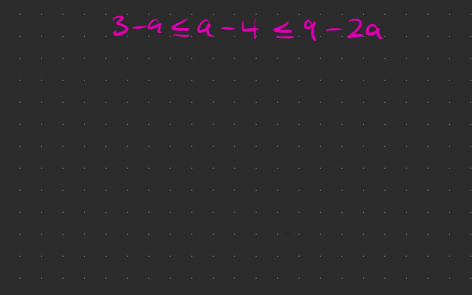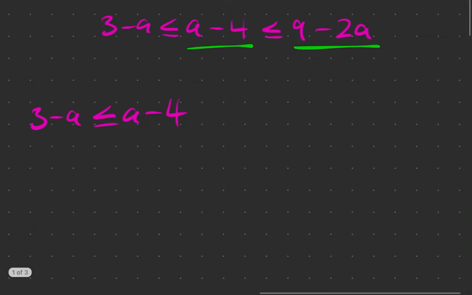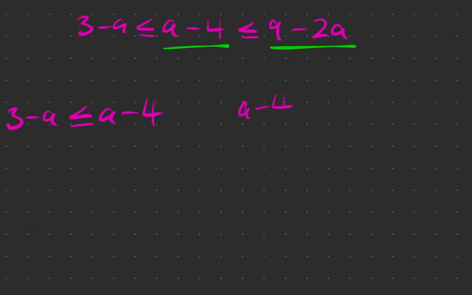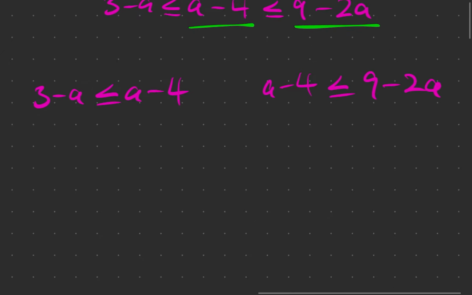We can actually write this differently. We can just take it out. So since we know that 3 minus a is less than or equal to a minus 4, we can write it out as a separate inequality first. Alright, we've got that. And since we also know that a minus 4 is less than or equal to 9 minus 2a, we can also write that down as a separate inequality first. Okay, now we got our two separate inequalities done. Can start working with them one by one.